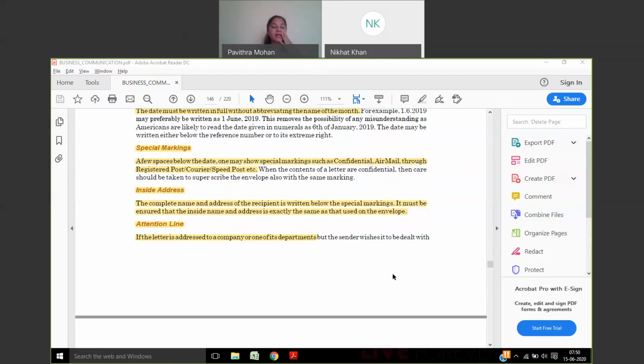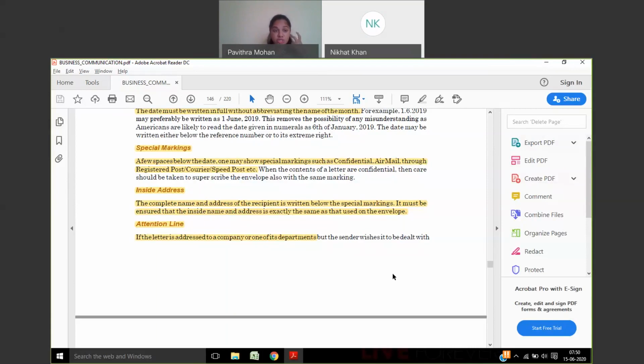Then you have the attention line. So what happens in the attention line? If the letter is addressed to a company or one of its departments, the next one will be if I need to give it to a particular person. Let's say you go to the income tax department, there will be a lot of departments for direct taxes, indirect taxes. So my letter has to be addressed to a particular department.